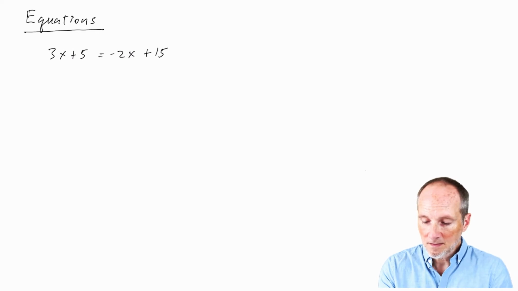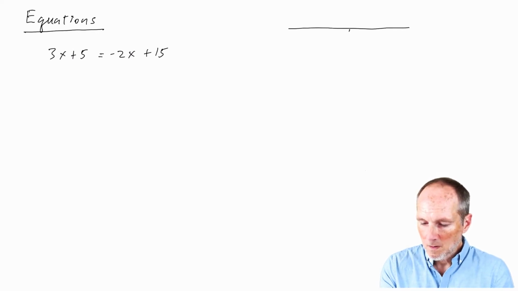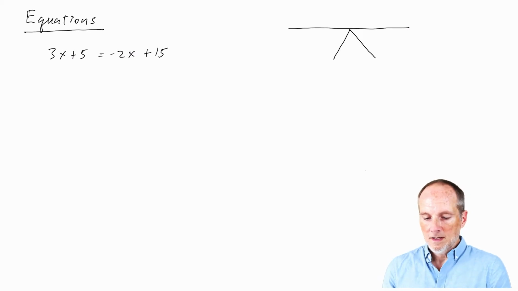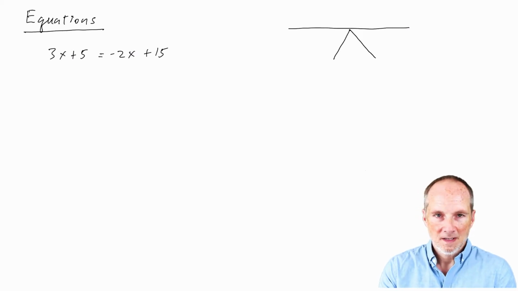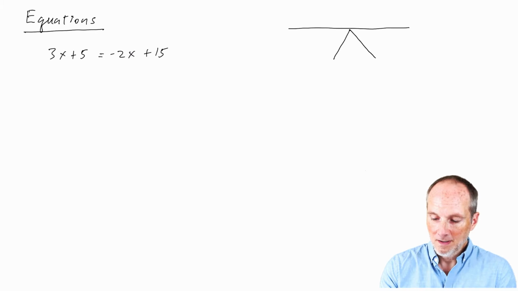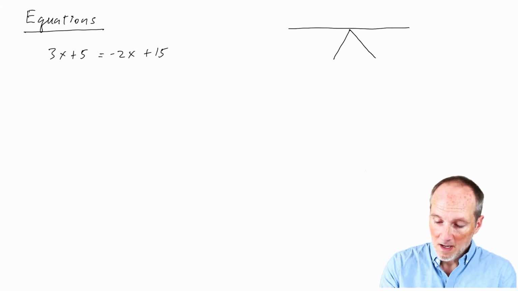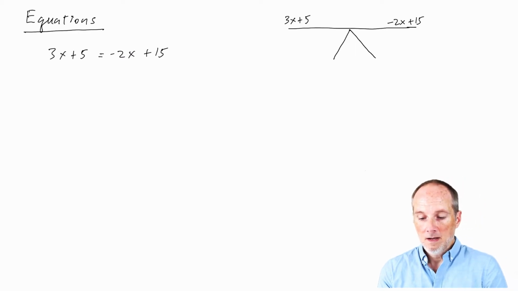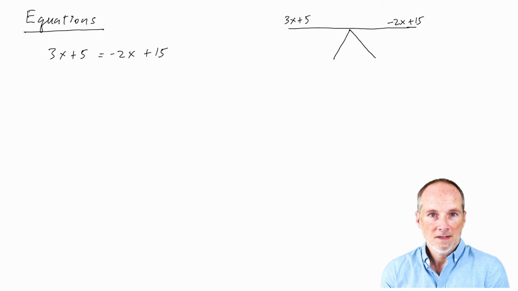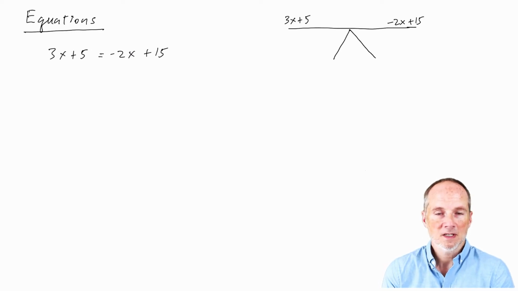So this equation I think of as telling us that there is a perfect balance. My scale is not going to be very fancy here. It's more like a teeter-totter or something, but it's perfectly in balance. And on one side of that is 3x plus 5, and on the other side is minus 2x plus 15. So these quantities are exactly the same. And we just don't know what x is, so it's like a puzzle or a mystery that we have to solve.